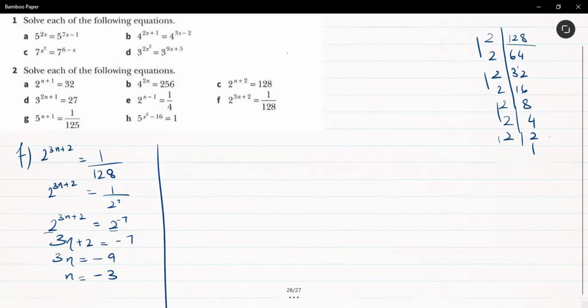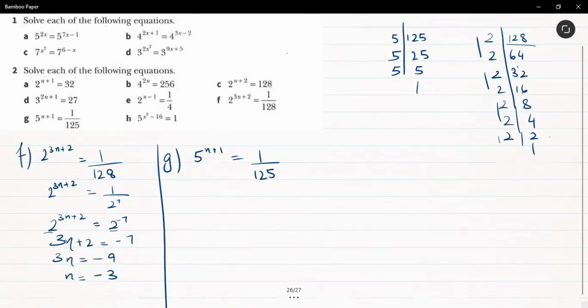For part G, we have 5 to the power n plus 1 is equal to 1 over 125. And now, again, the factors of 125: it's 5 cubed. So 5 25s are 125, yes. So 5 25s, and 5 1s are 5.